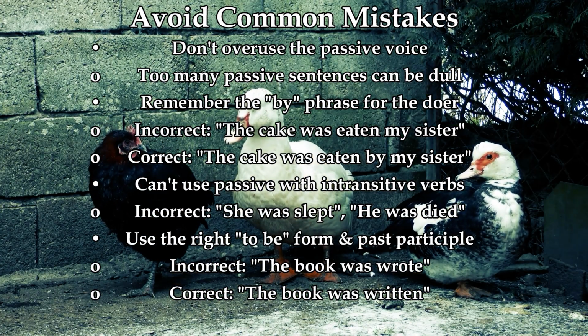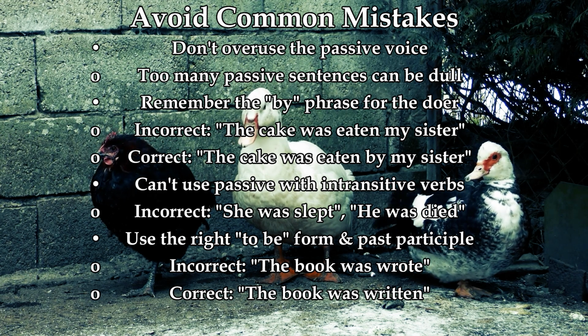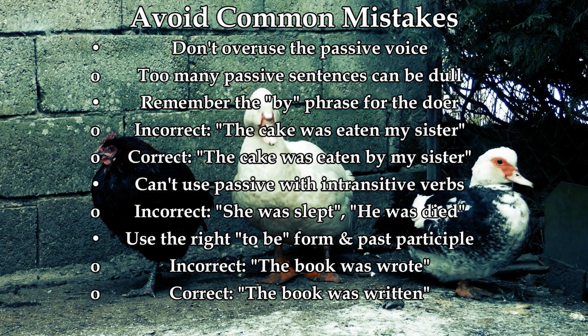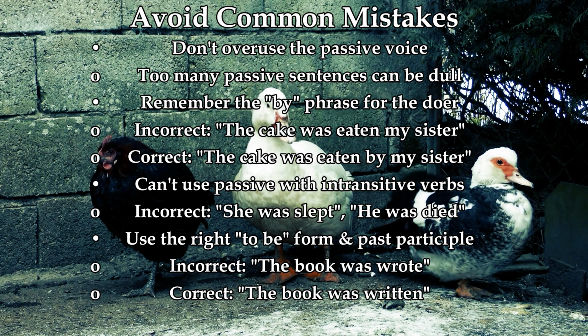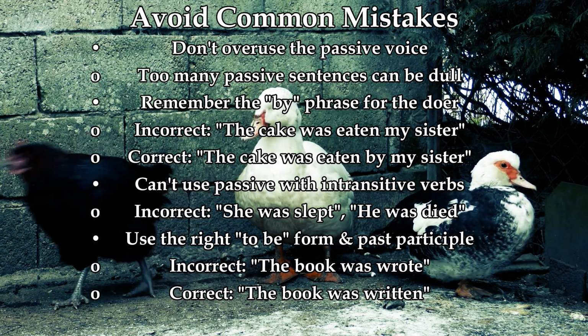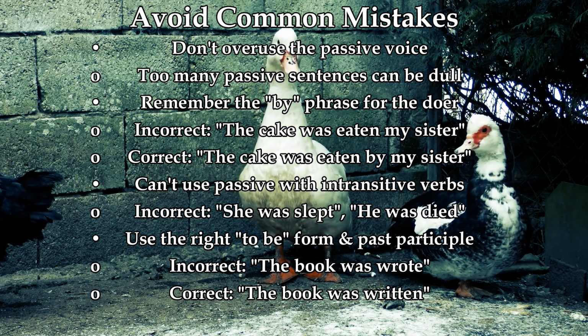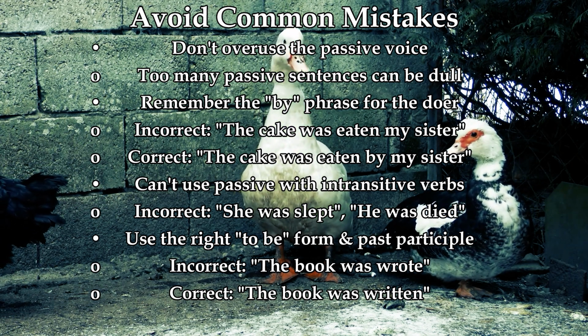2. Forgetting the "by" phrase. If you mention the agent in a passive sentence, don't forget to use "by" before it. "The cake was eaten my sister" is incorrect. It should be, "The cake was eaten by my sister." It's like the agent is the VIP of the sentence, and "by" is their backstage pass.